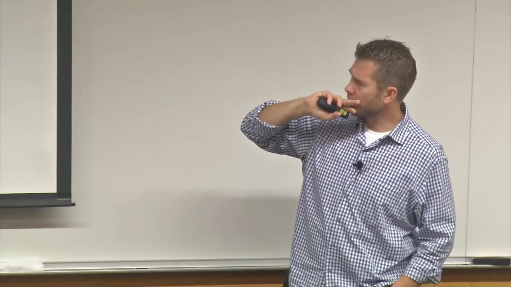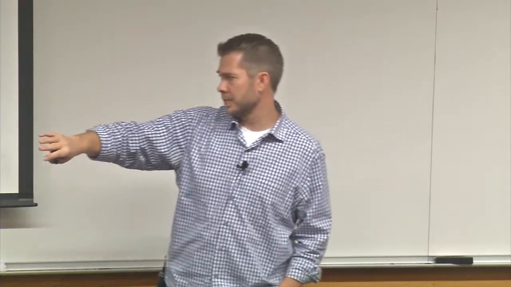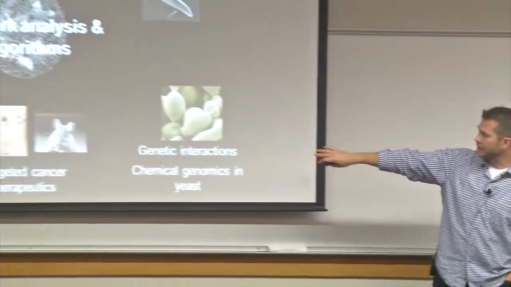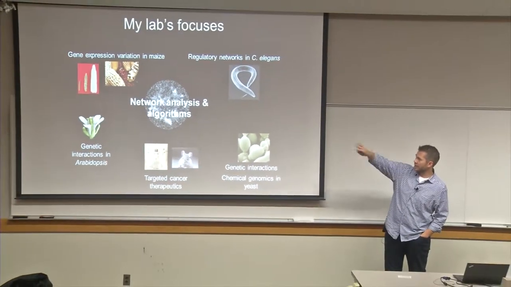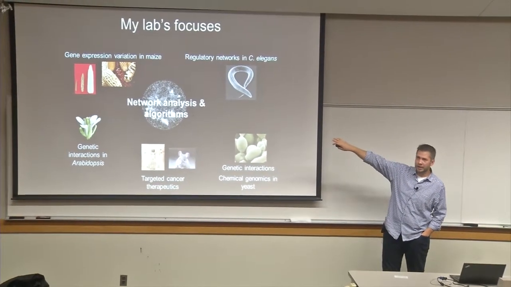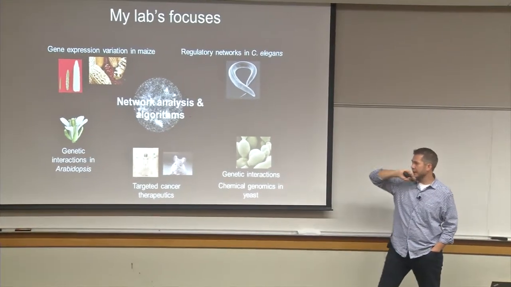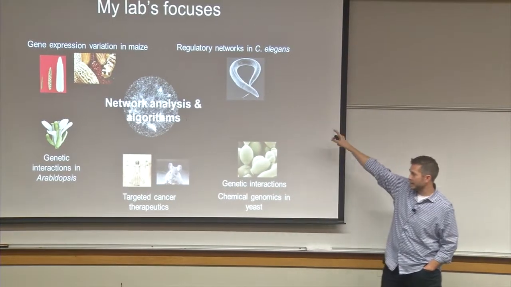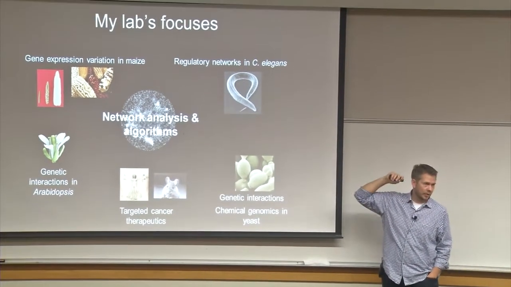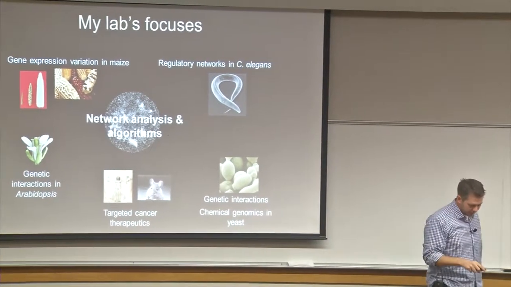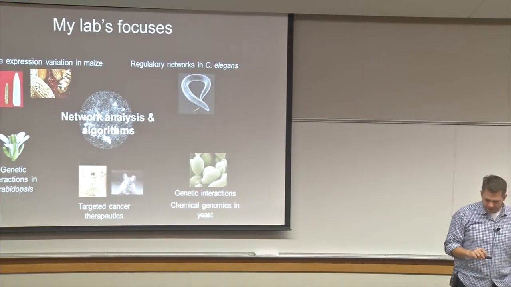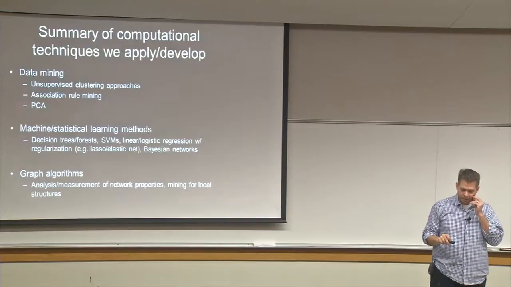So we work on things from trying to understand cancer better or develop drugs for cancer, to why different varieties of maize look different or have different properties in the field, to basic biology in organisms like yeast or C. elegans, which is a worm system. All of these come from a common toolkit of networks and analysis or inference of networks.